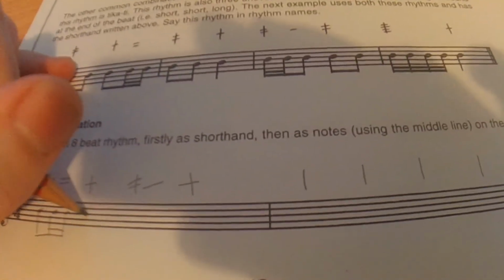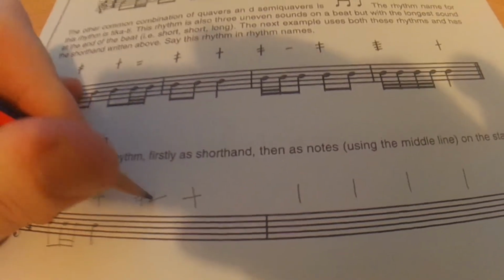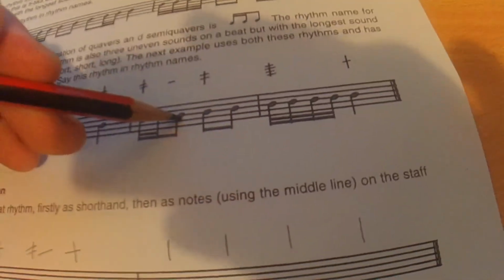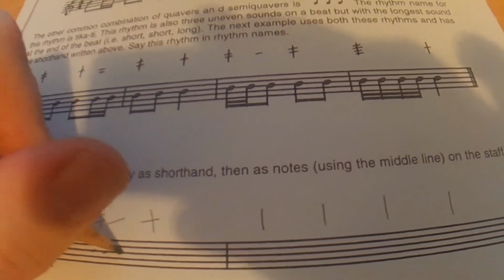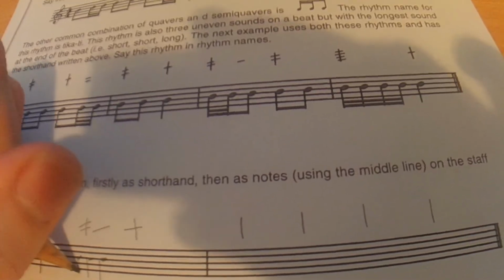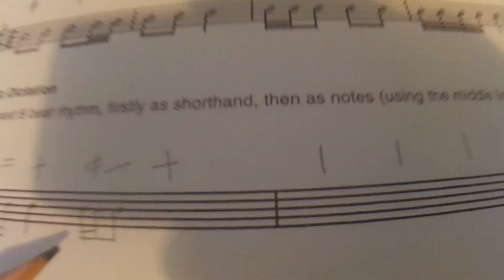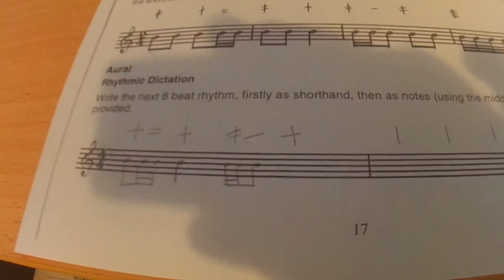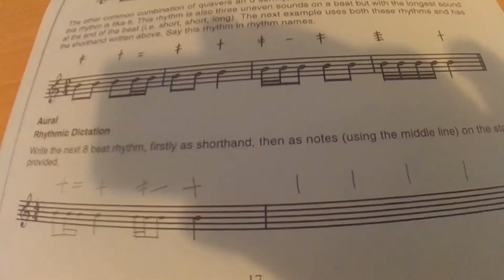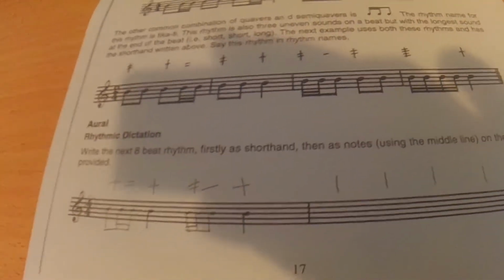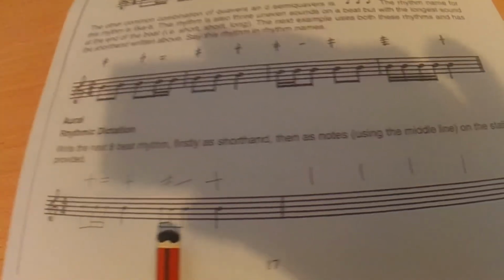That was a ta, a crotchet. This one was the other one. 2 plus 1. Ticka ti. Again, note heads first, then stems, then beams, and don't forget the second beam for the semiquavers. And last but not least, that. Okay, so far we've got ti, ticka, ta, ticka, ti, ta.